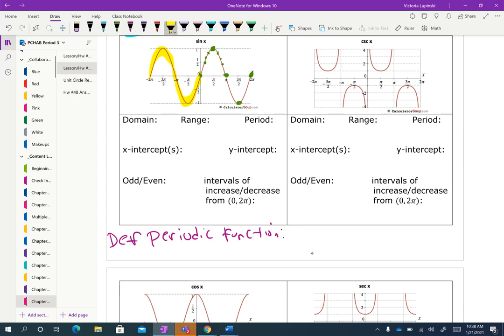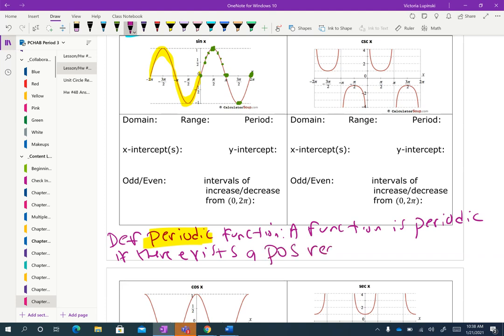because all of these are. So again, periodic is kind of the most important part there. So a function is periodic if there exists a real or a positive real number C such that f of t plus c is equal to f of t.